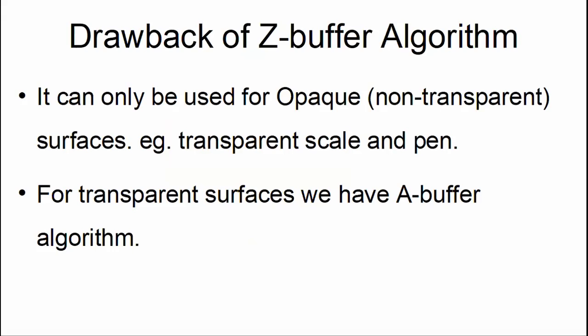But now, if my overlapping objects are transparent, for example, if I hold a transparent scale in my hand, and behind that scale I am holding a pen, you can see the whole pen as it is, as if it is behind the scale, but still you are able to see the whole pen. Okay, because this is a transparent scale. But in this case, this algorithm fails to work properly for transparent objects. So that's why it is used only for opaque surfaces.